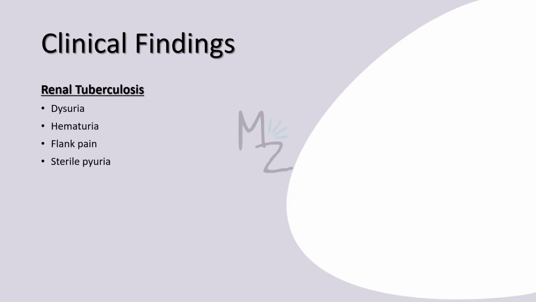Then we've got renal tuberculosis. This presents with dysuria, hematuria, and flank pain. Sterile pyuria is a characteristic finding. The urine contains white blood cells, but cultures for common urinary tract bacterial pathogens show no growth. However, mycobacterial cultures are often positive. Hematuria means blood in urine. Dysuria means pain during urination. Flank pain is the pain in the flank regions. And sterile pyuria means white blood cells in urine.